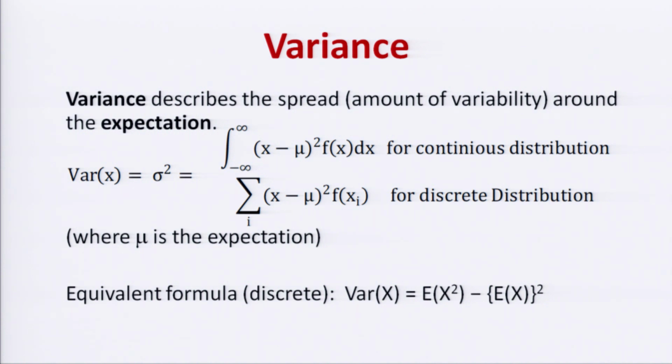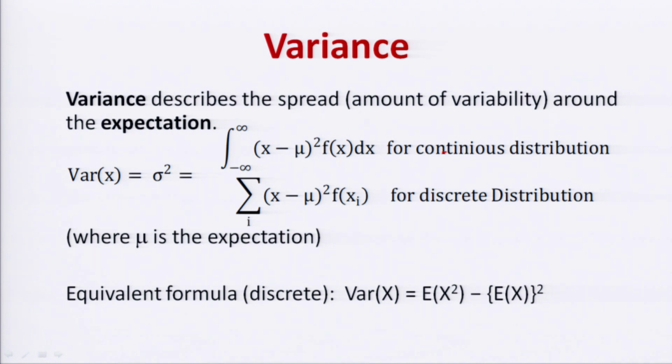Next topic is variance. Variance is known as how much your data is spread about a particular value. The variance describes the spread around the expectation. We have two types of distribution, continuous and discrete. The formula for variance for a continuous distribution is the integral of (x minus mu) whole square f(x) dx, and the variance for a discrete distribution is the sigma of (x minus mu) whole square f(x). This is almost parallel to the expectation formula.